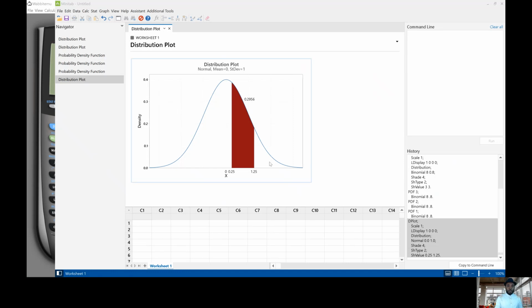So remember, when we looked at the table to the right, from 0 to 1.25 we had about 0.3925. And from 0 to 0.25, we had about 0.0948. Now, when you subtract those numbers, you will have about 0.2956.